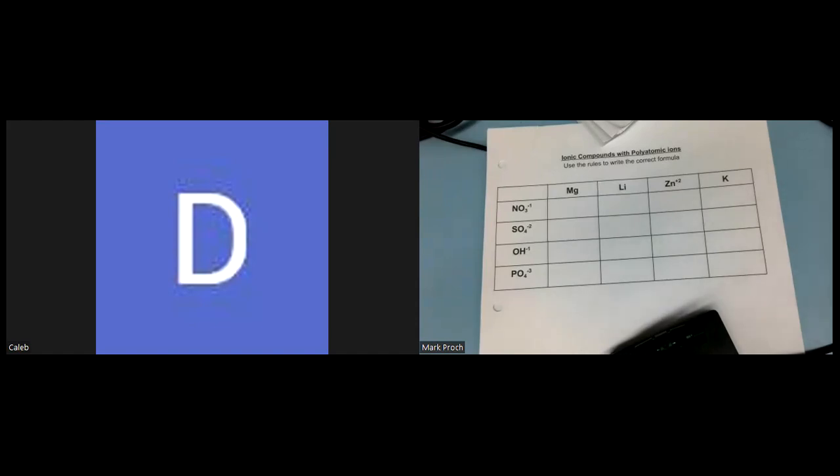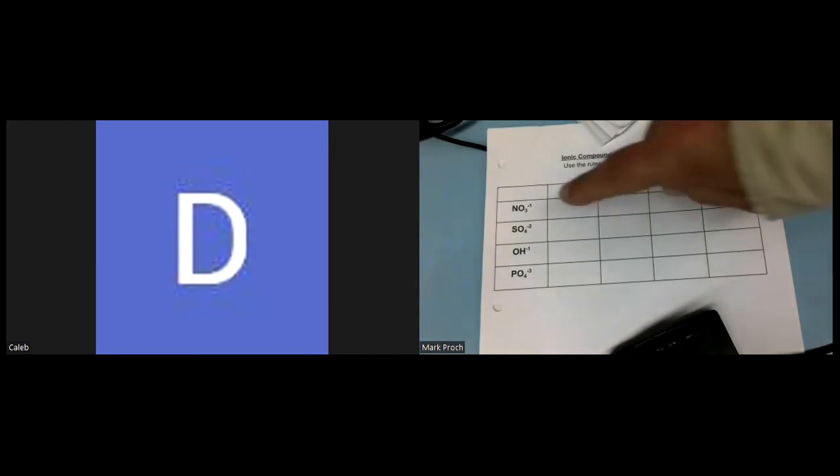Does everybody know how to do this? Magnesium has a charge of +2, lithium is +1, zinc is +2, and potassium is +1. You combine them with each one of these polyatomic ions to form a compound. Make sure you turn it in, and I think we're done for today.